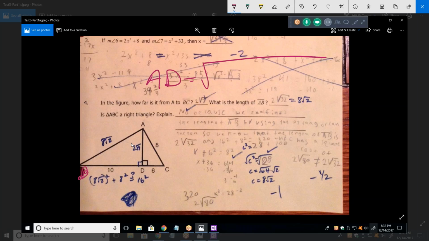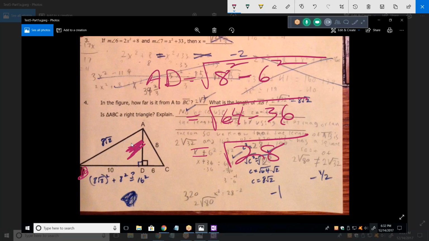It is 8 times the root of 2 squared, or hold on, 8 squared. Forget that. Cover that up. Do it the way I suggested doing it. It's the hypotenuse squared minus the other short side squared. That's what AD is. So if you do that math, you get 64 minus 36, square root of 28, which simplifies to 4 times 7, which is 2 root 7. So that's how he gets it.